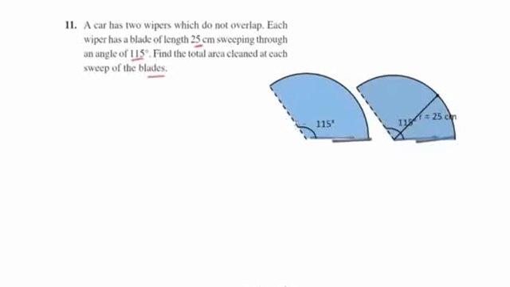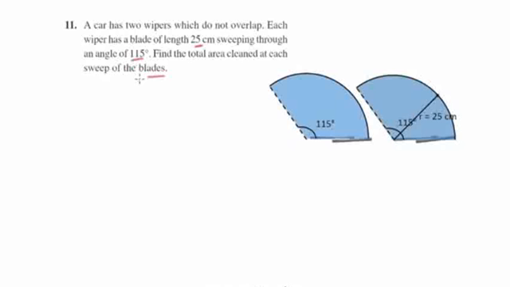Question 11 of this exercise says a car has two wipers which do not overlap. Each wiper has a blade of length 25 centimeter sweeping through an angle of 115 degrees. Find the total area cleaned at each sweep of the blades. So the area cleaned by the wiper is basically the area of a sector, and the length of the blade, which is 25 centimeter, is the radius of the sector.